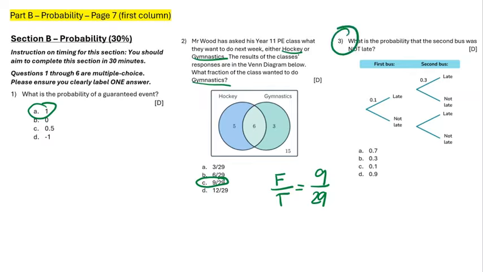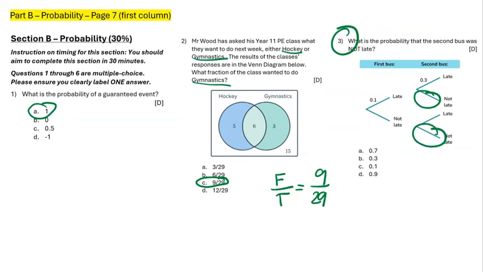So now on to D. What is the probability that the second bus was not late? So we can see the second bus section of the probability tree over here, and you can see the branches coming up here. So this section here is what's going to help us figure the answer out. So we're trying to find this not late number.